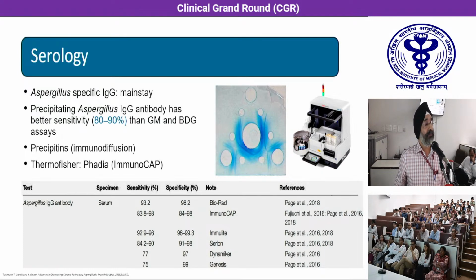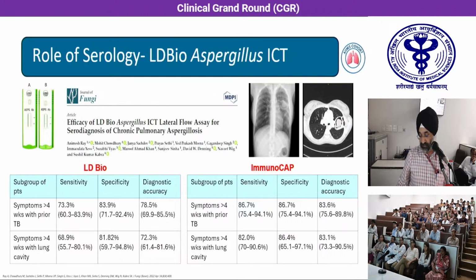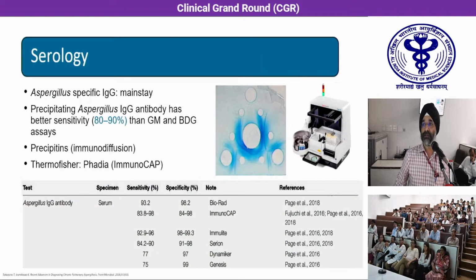Currently, the Thermo Fisher system, a fluorescent antibody assay, is being used throughout the world, and there are other assays also available with reasonable sensitivity and specificity, as you can see in this table below. Another system by Biorad, Immunlight, all have reasonable sensitivity and specificity. But in India, basically, Immunocap is the one which is available.